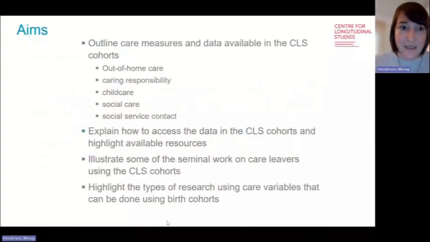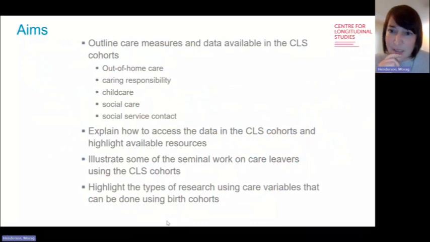So let me just outline today's aims. As I said, it's a webinar of two halves. The first half, I'll introduce you to the data, including the data structure and the types of research questions that you can answer. And the specific care measures that we're going to cover are looking at how out-of-home care is measured, caring responsibility, childcare, but mainly centre-based childcare, social care and social service contact. And then I'm going to explain briefly how to access the data and search the resources.